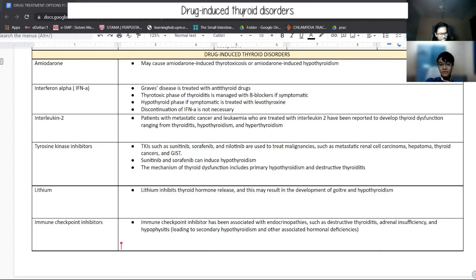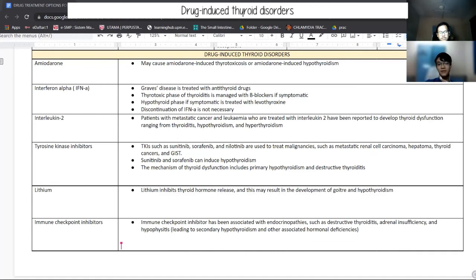Next we have interferon alpha, IFNA. This drug may cause a few types of diseases, such as Graves' disease, which is treated with anti-thyroid drugs. Then we have the thyrotoxic phase of thyroiditis, which is managed with beta blockers, as presented just now, if it's symptomatic. And the hypothyroid phase, if symptomatic, is treated with levothyroxine. All those drugs I've listed were already explained by the previous presenters. However, for interferon alpha, the discontinuation of this drug is not necessary. It depends on the situation.